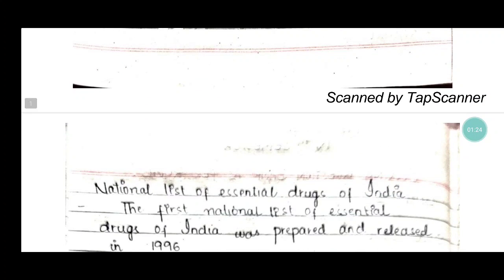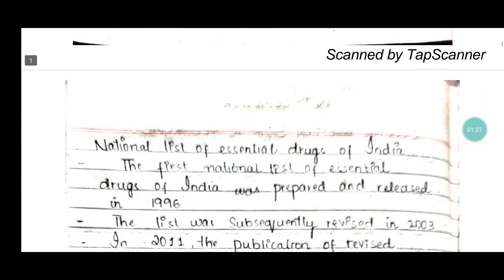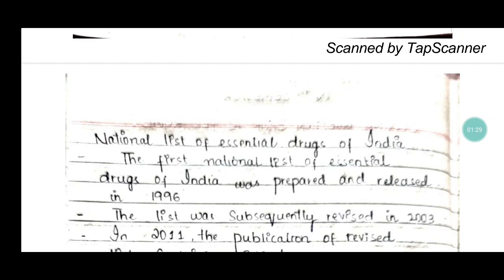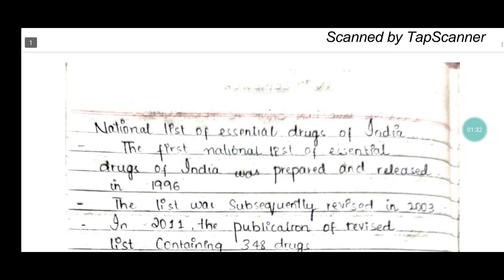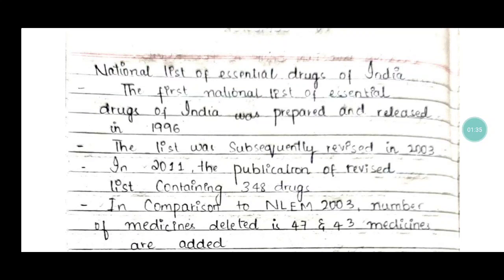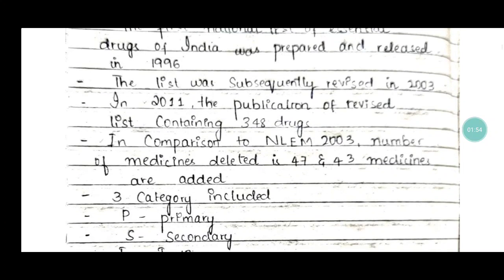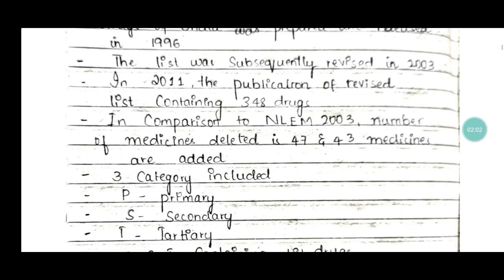So the national list of essential drugs in India: the first essential drug list of India was prepared and released in 1996, and the list was subsequently revised in 2003. In 2011 a revised list was published containing 348 drugs. In comparison to the national list of essential medicines 2003, 47 medicines were deleted and 43 medicines were added.